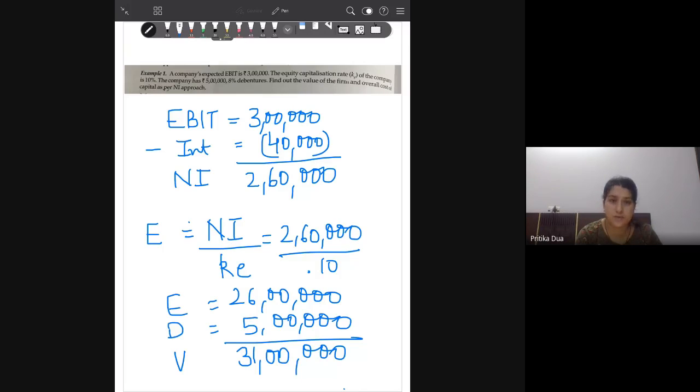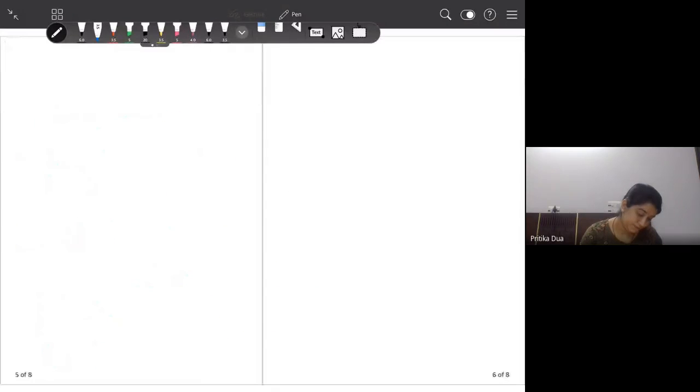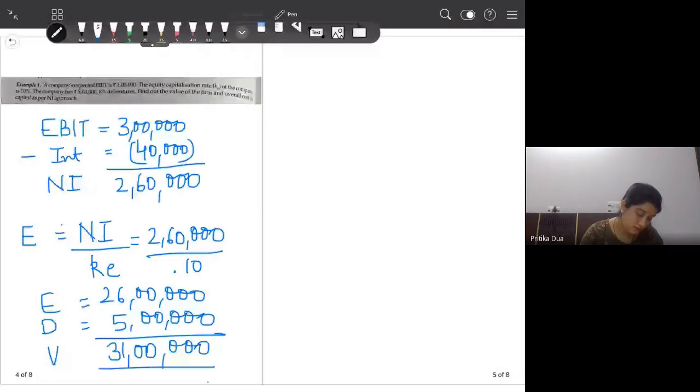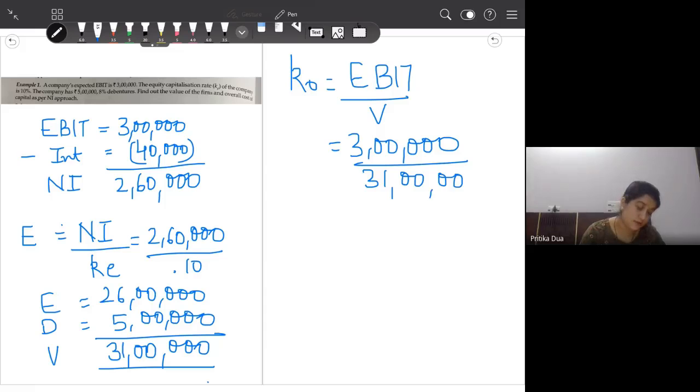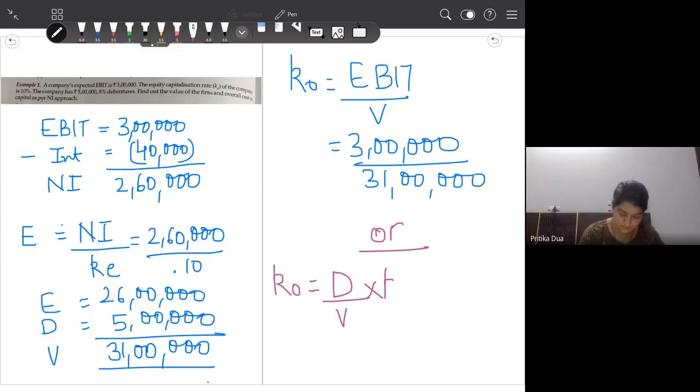Currently the market value of the firm is 31 lakh. Next step is to calculate the overall cost of capital. So the cost of capital will be EBIT by V, which is given to you as 3 lakh, and value is 31 lakh. Tell me how much is the answer coming to? Coming to 9.67.